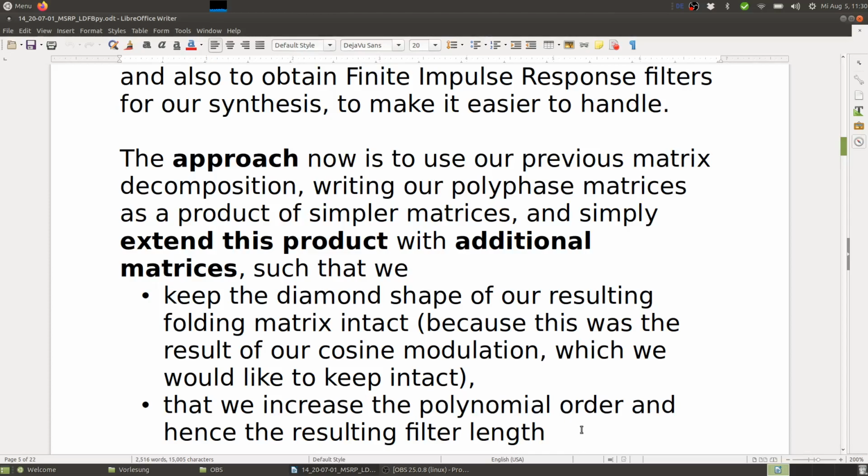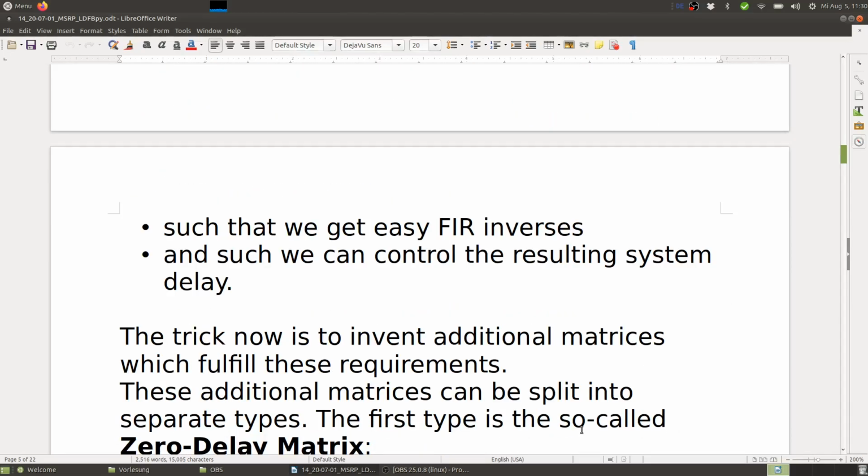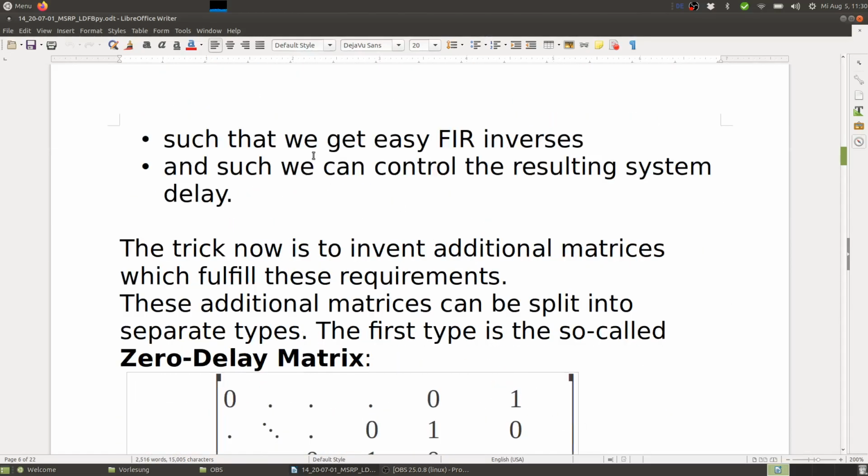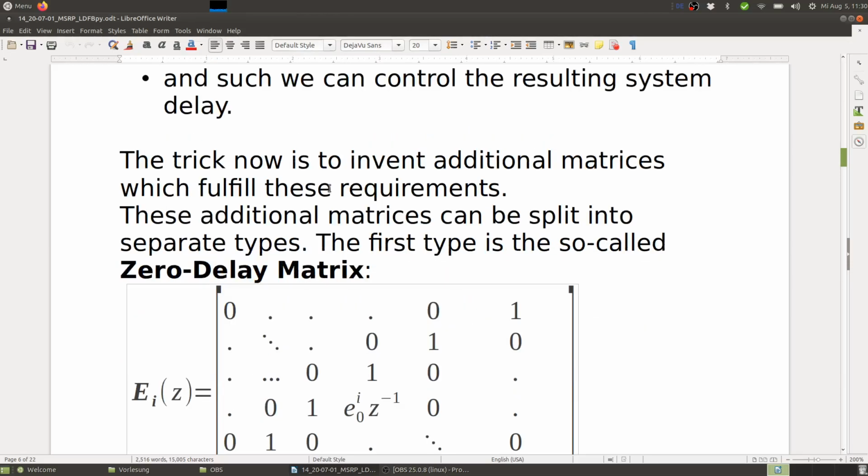So these are the conditions. And also such that we get easy FIR filter inverses and such that we can control the resulting system delay. Right? And this way we have longer filters and we can also determine the system delay. The trick now is to invent additional matrices which fulfill these requirements. These additional matrices can be split into separate types.